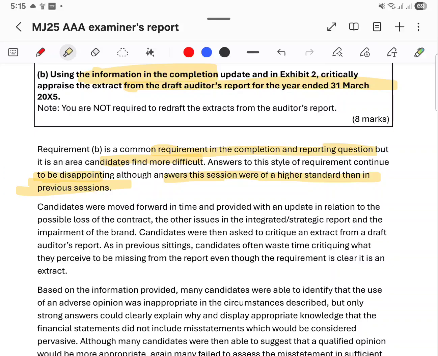Okay, so candidates were moved forward in time and provided with an update in relation to the possible loss of the contract, the other issue in the integrated strategic report, and the impairment of the brand. Candidates were then asked to critique an extract from the draft auditor's report. As in previous sittings, candidates often waste time critiquing what they perceive to be missing from the report, even though the requirement is clear it is an extract.